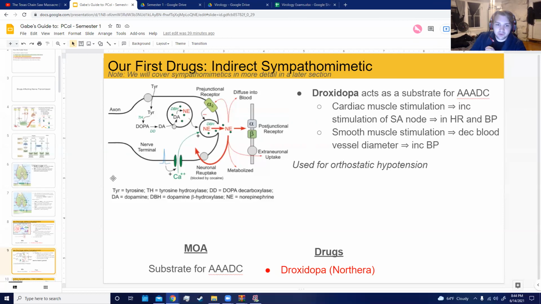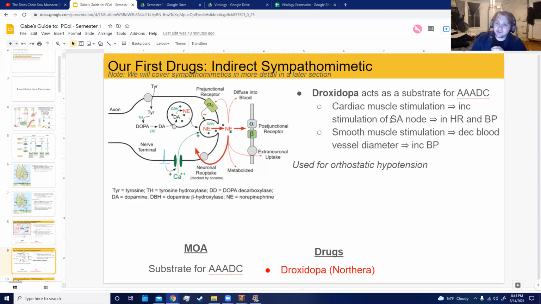And so what's important to note here is that overall, our biggest effect is increasing the amount of norepinephrine. And that's going to have two major consequences. The first is that it's going to affect that cardiac muscle, and we're going to increase the stimulation on the SA node. And that stimulation is going to cause the heart to beat faster, which will increase the blood pressure, right? Because we know that cardiac output is a mechanism of blood pressure and heart rate.